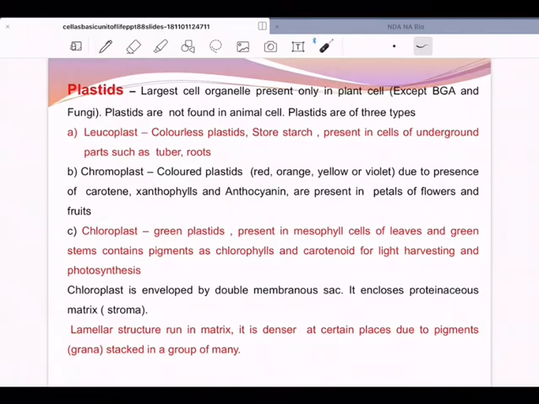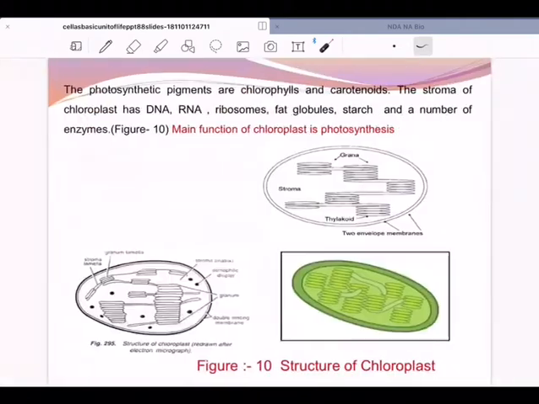lamellae. It is denser in certain places due to pigments, grana stacked in groups, and you can see virtually the figure. And this is the original one, the green color chloroplast, and you can see the stroma. This is the liquid present within, and the double membranous outer membrane and inner membrane. And within this, that liquid portion of the chloroplast is called stroma.